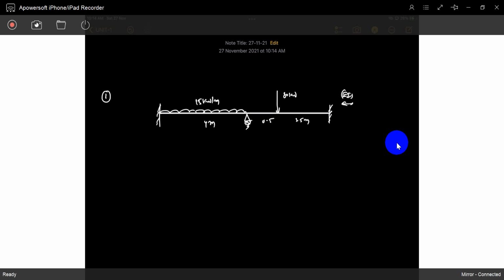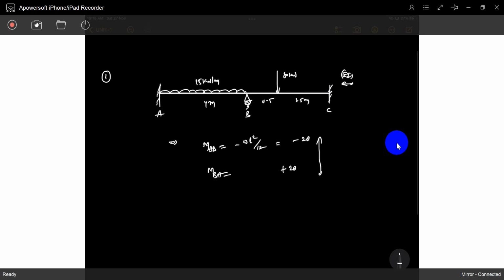See, now you can understand what is the difference between moment distribution and this method. Both are similar. You feel that you get similar results. Just see what are the fixed end moments. Fixed end moments: take A, B, C. MAB is what? WL square by 12. So what is that value? That value is minus 20. So MBA is what? Plus 20.